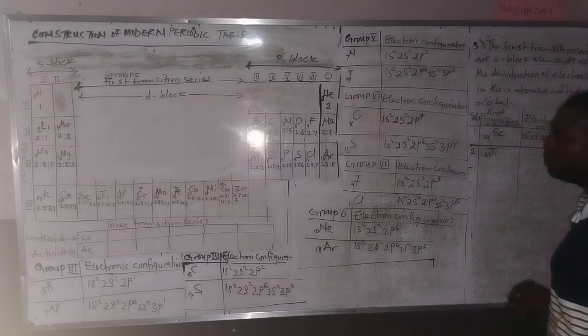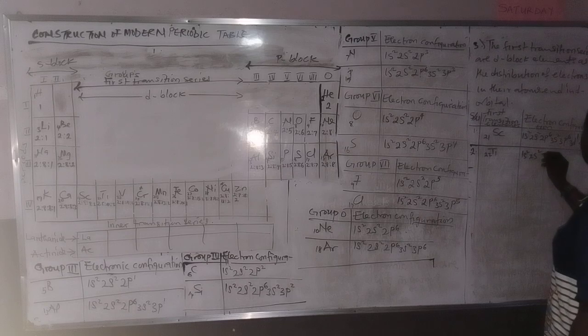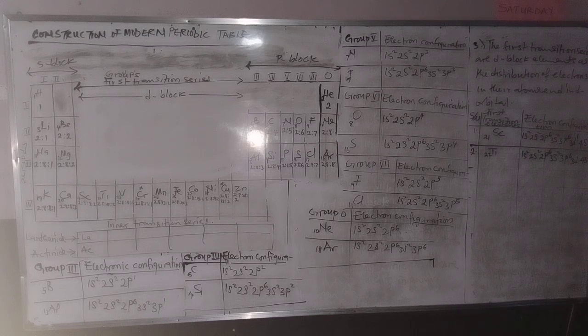Now let's look at number 22, which is titanium. Titanium 22 is 1s2, 2s2, 2p6, 3s2, 3p6, 3d, 4s2 first. The remaining two. Now let's count: 6 plus 6 is 12, 30, 40, 50, 60, 70, 80, 90, 20. The remaining two is now put here. So 3d is filled last.